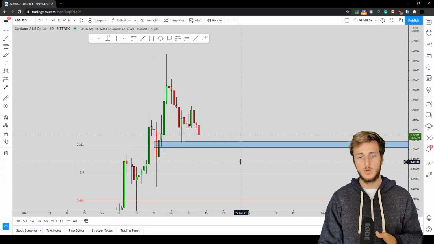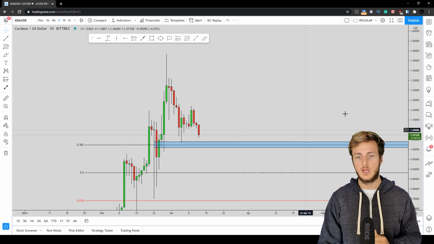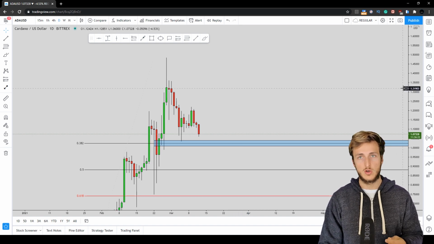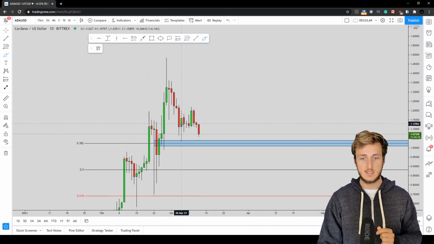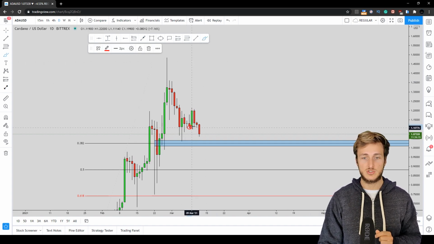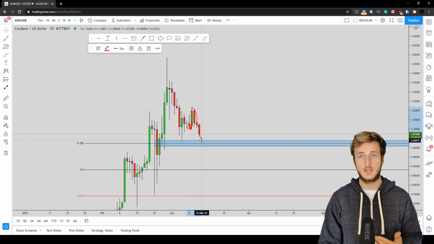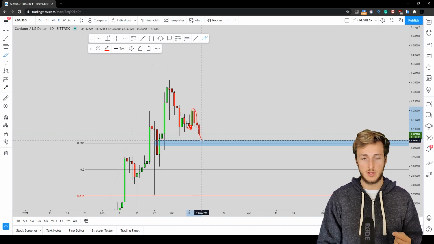Now, here on the daily, we can see that there is definitely the possibility to be looking for a potential longing opportunity once more. Now, why is that the case? Because what we can see here on the daily is that the market has just created this low, but at the moment, the market is breaking below this low.